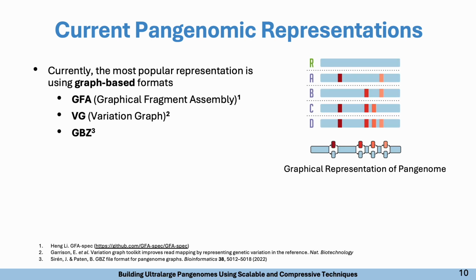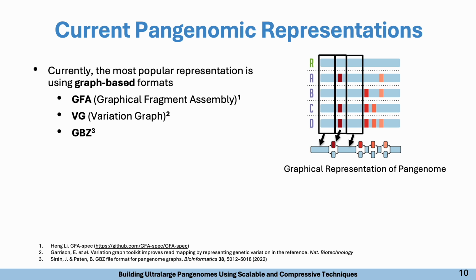The most widely used pangenomic representation is graph-based. Essentially, given a set of sequences, the region without variation is represented as a single node in the graph, and variations create alternative paths or bubbles in the graph. Each path in the graph corresponds to a sequence in the collection.